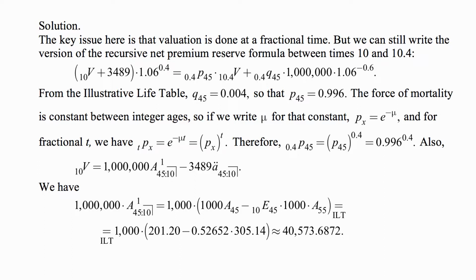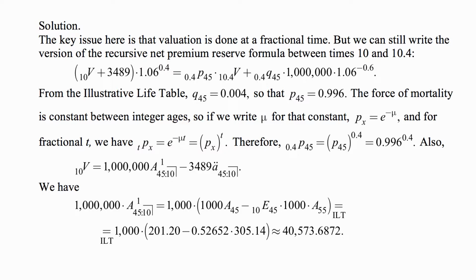From the illustrative life table, q45 is 0.004, so that p45 is 0.996. Now the force of mortality is constant between integer ages, so if we write mu for that constant, px is e to the minus mu, and for fractional t we have t p x equals e to the minus mu t, which is the standard constant force formula. That's something that you should definitely remember. And that's of course equal to px to the power t, because px is e to the minus mu. So 0.4 p45 will be p45 to the power 0.4, or 0.996 to the power 0.4.